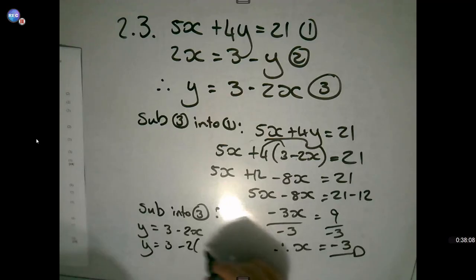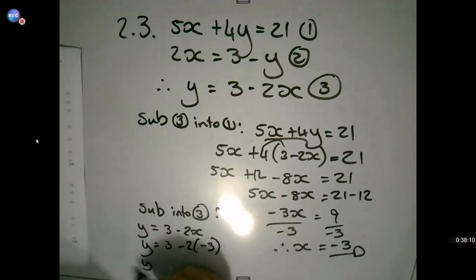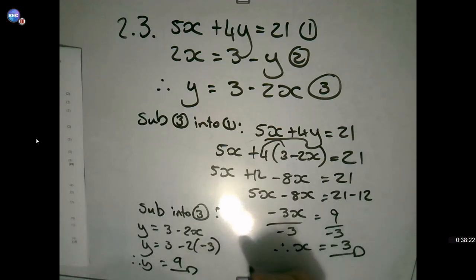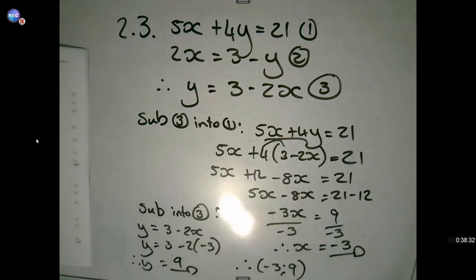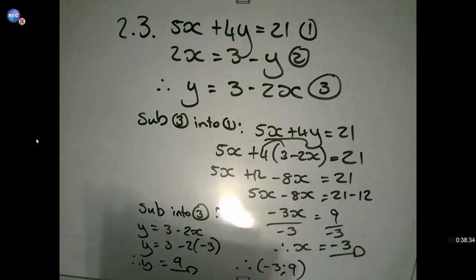So the x value is negative 3, so y is therefore equal to the following. Negative and negative is positive, 2 times 3 is 6, 3 plus 6 gives me 9. And then remember to end your simultaneous equation as a coordinate in this case. And then you solve your simultaneous equation through means of substitution.